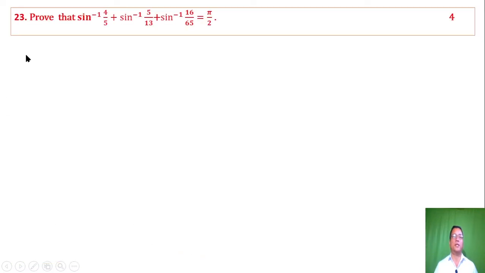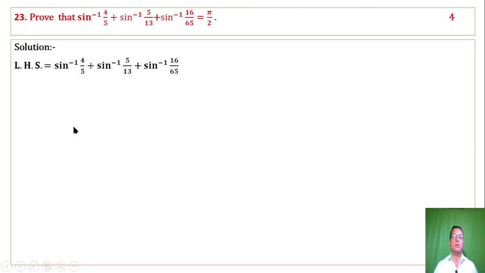Question number 23. Prove that sine inverse of 4 by 5 plus sine inverse of 5 by 13 plus sine inverse of 16 by 65 is pi by 2. 4 marks. Left hand side: sine inverse of 4 by 5 plus sine inverse of 5 by 13 plus sine inverse of 16 by 65.